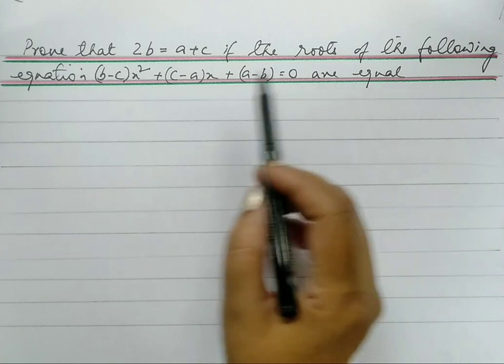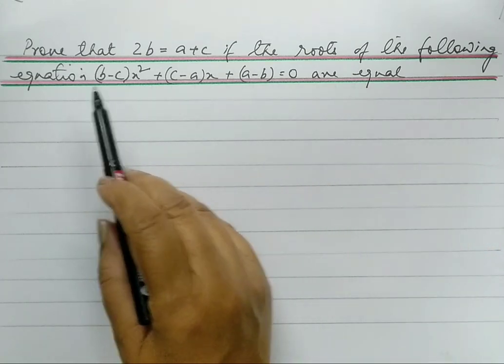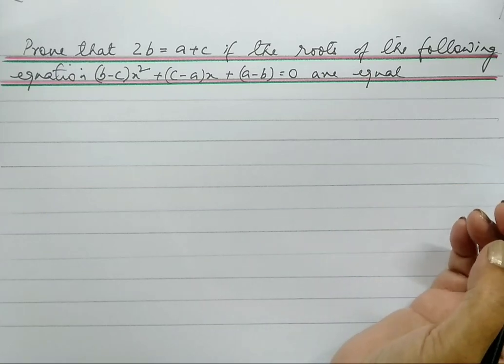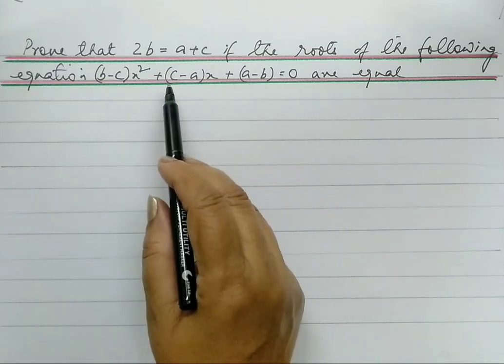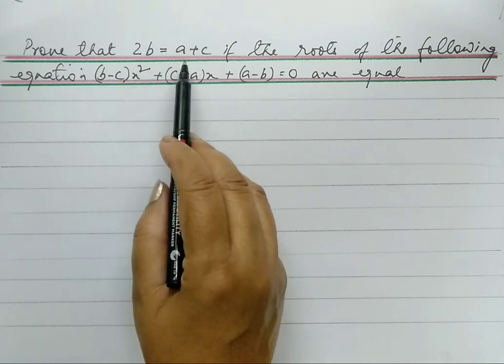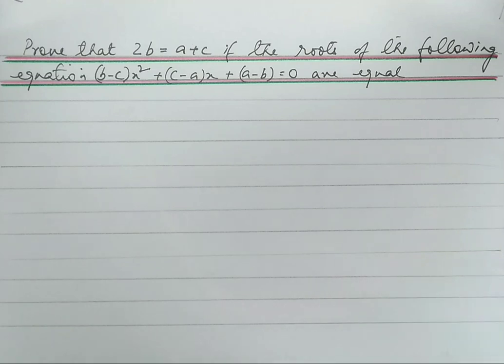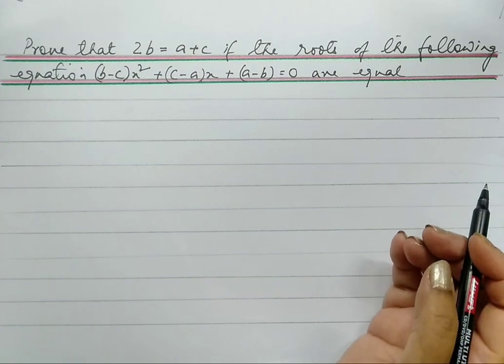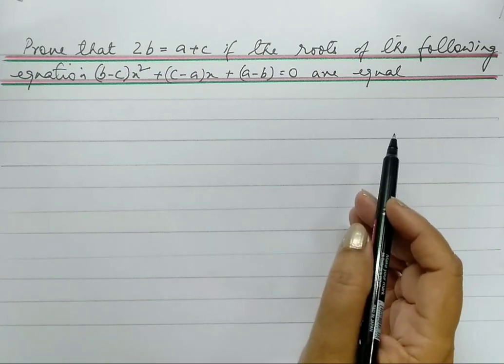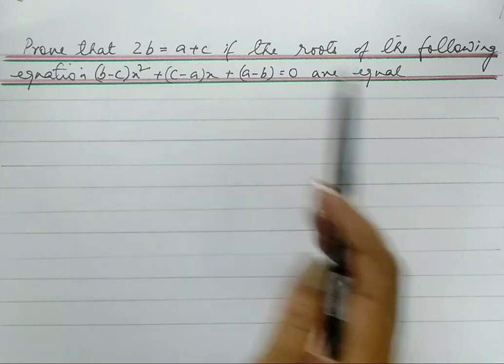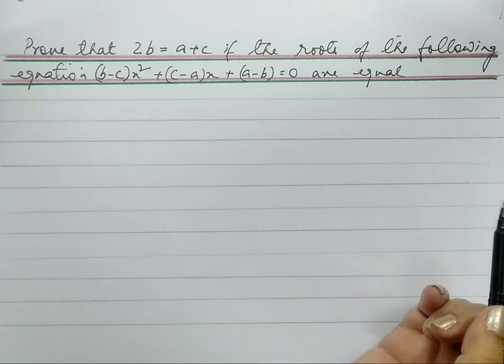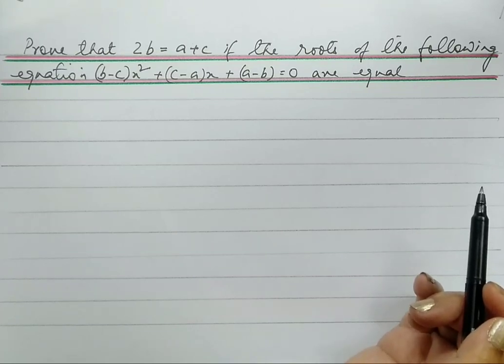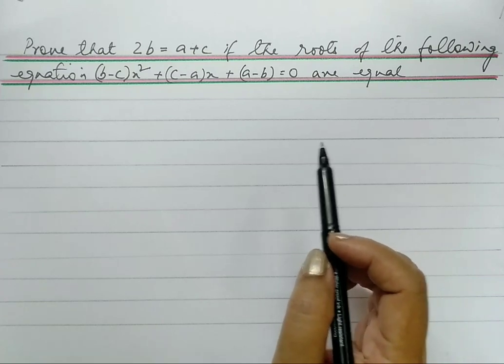Let me repeat. The roots of this quadratic equation are equal, and on the basis of this we have to prove that 2b will be equal to the sum of a plus c. Now at face value this seems a little complicated, a little intriguing, also seems a bit impossible for many of us, as how do we go ahead and prove this statement. But believe me, this can be very easy once we understand what steps we have to do.